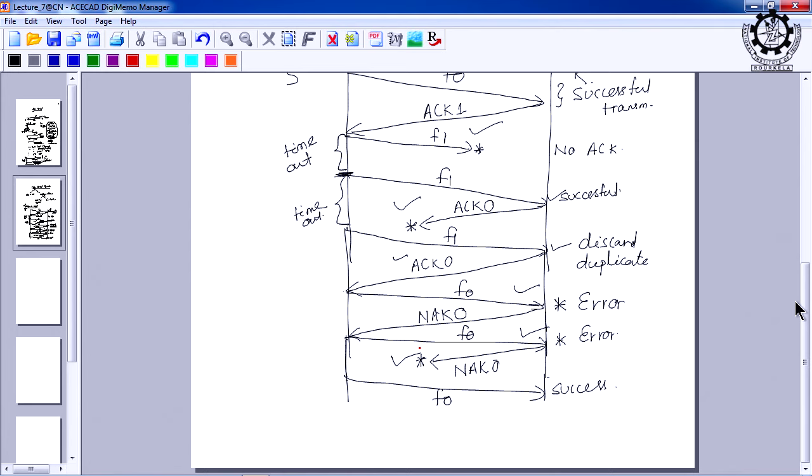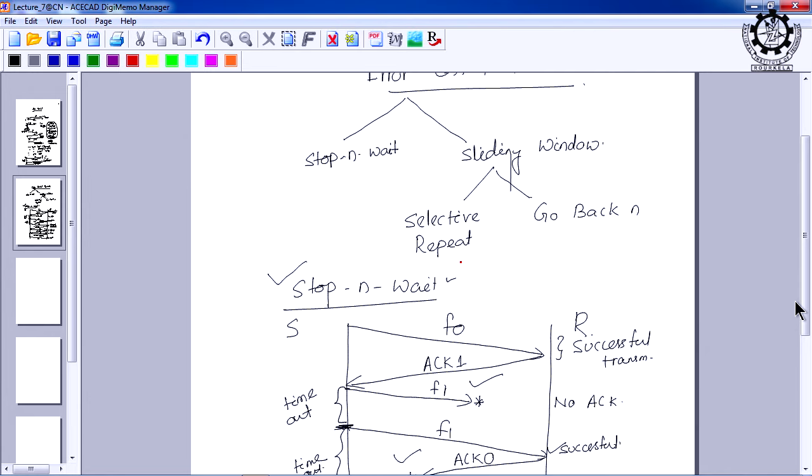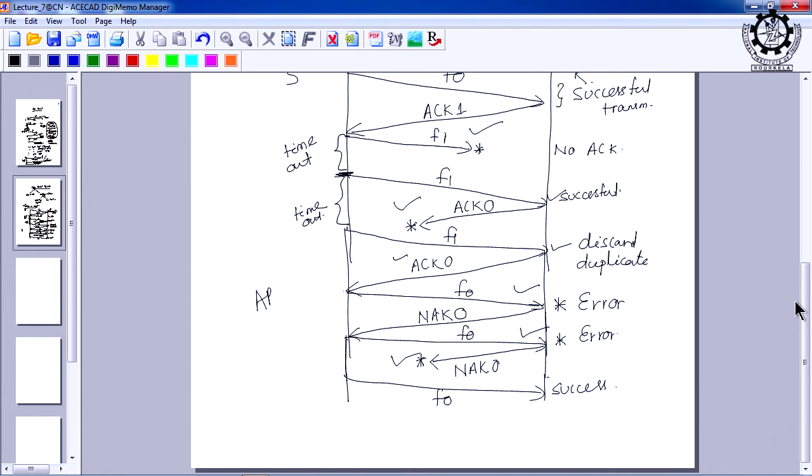Other than this, can you think of any other case that may arise during transmission? The acknowledgement could be lost, the NAK could be lost, the frame could be lost, or the frame could be damaged or erroneous, right. Probably these are the 4 cases that can occur, and the stop and wait protocol handles all these situations with the ARQ mechanism. This is your stop and wait protocol for error control by the data link layer.